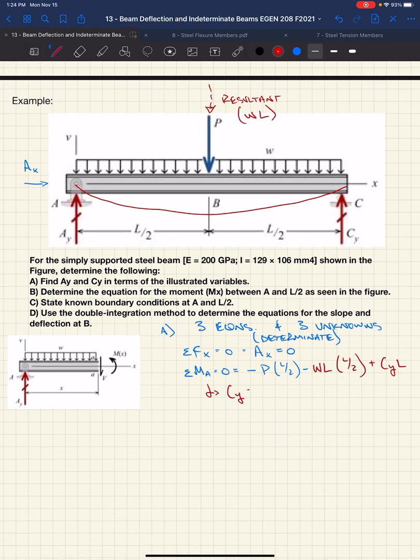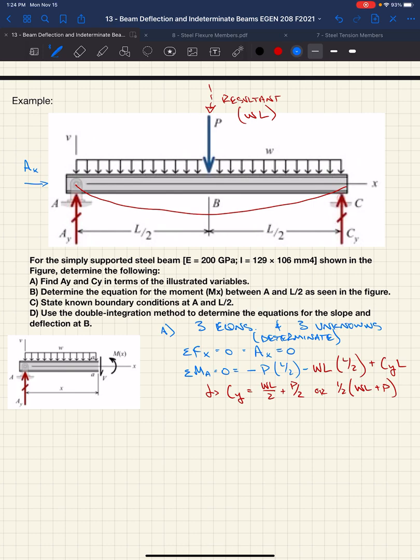Based on this, we can get an equation for CY, right? Just rearranging. It's essentially half the resultant of the uniform load plus half of the point load. Makes sense? Looking at symmetry here, I assume that would make sense. Or if you pull the half out, it'd be half times WL plus P.